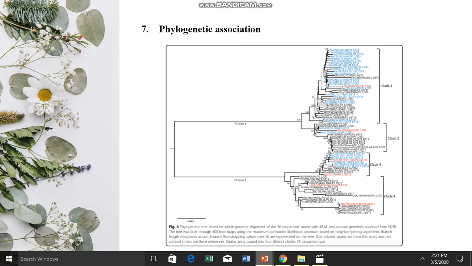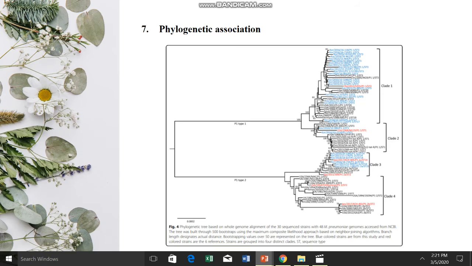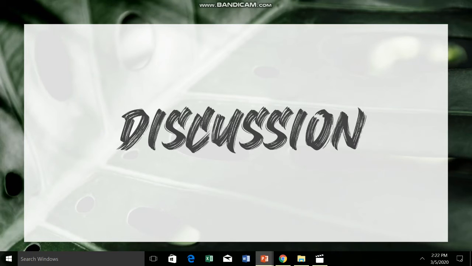So phylogenetic association: this is the phylogenetic tree that they built. They were divided into 2 clades in accordance with P1 typing. And as we can see, clade 1 forms the largest clade overall, and also shows the most heterogeneity in terms of both origin and time of strain collection.